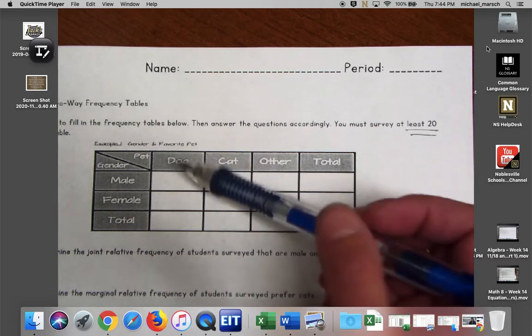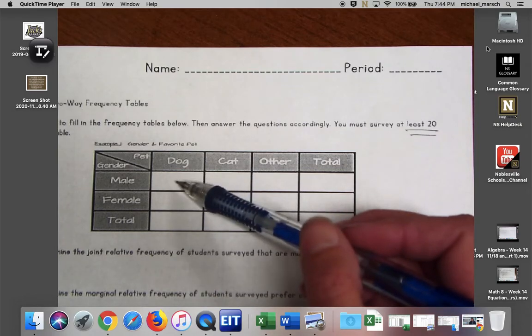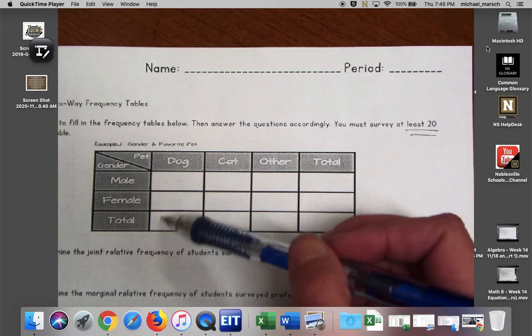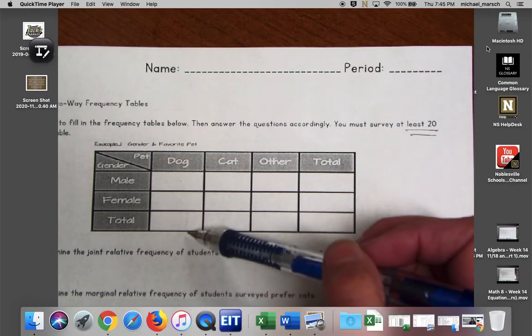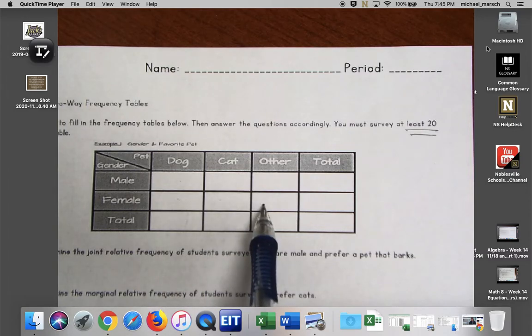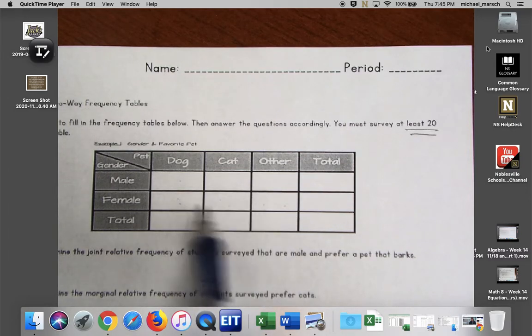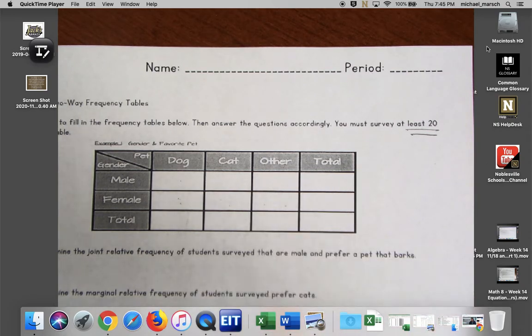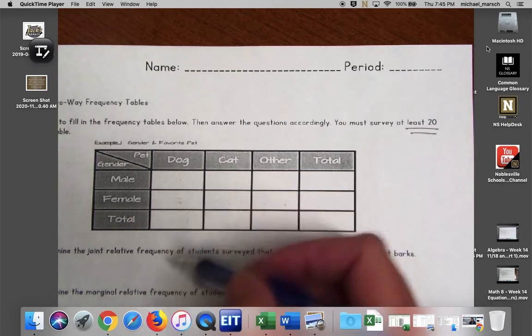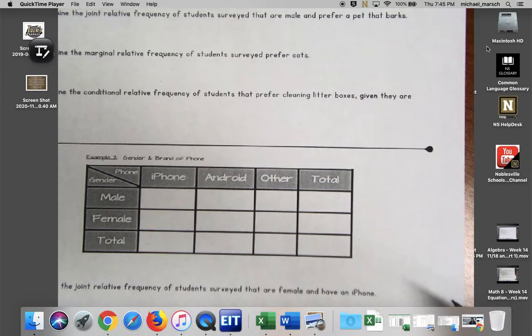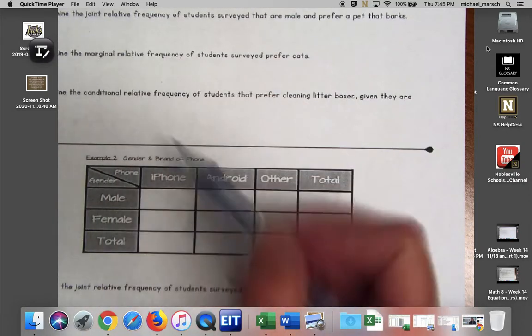So if you decide that, say, 10 males and 20 females like dogs, then make sure this says 30, okay? Or if you decide that this is like 15, 20, and 10, or 7, 6, and 5, make sure this actually adds up to 18, okay? So just make sure your data works. All your totals match up and everything, and then you'll do the same thing down here, okay? What kind of phones do people have, right? And then you'll just answer the frequencies.